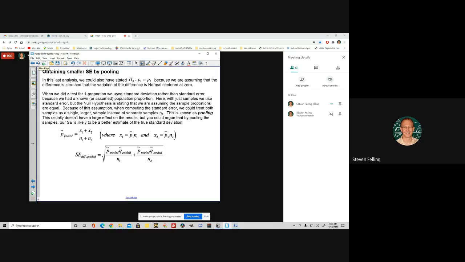Okay, so the next thing we need to talk about is, when it comes to having two samples, you can do something called pooling. And in the last analysis, we stated that the null hypothesis is p1 equals p2 because we're assuming that the difference is 0. When we did the test for one proportion, we used a standard deviation rather than a standard error because we had a known or assumed population proportion. Here, we're just using samples, so we have to use the sample value, so we have standard error.